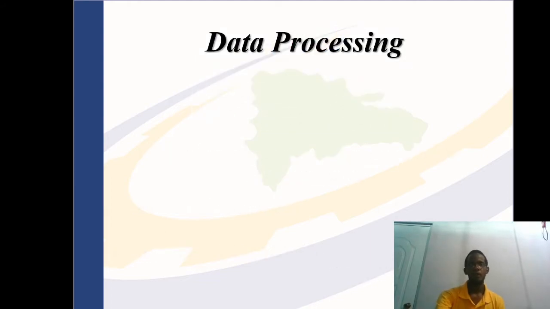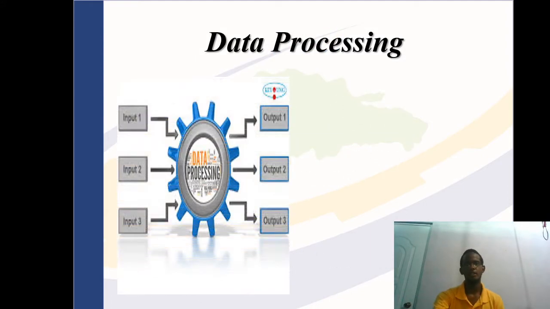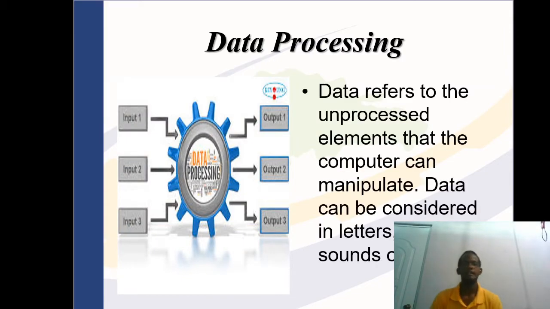If you want to know what data processing is, you need to know what data is. Data refers to the unprocessed elements that the computer can manipulate. Data can be letters, numbers, sounds, or images. When data are introduced to the computer, they are converted into numbers. Computer data are digital, which means that they have been reduced to digits or numbers.